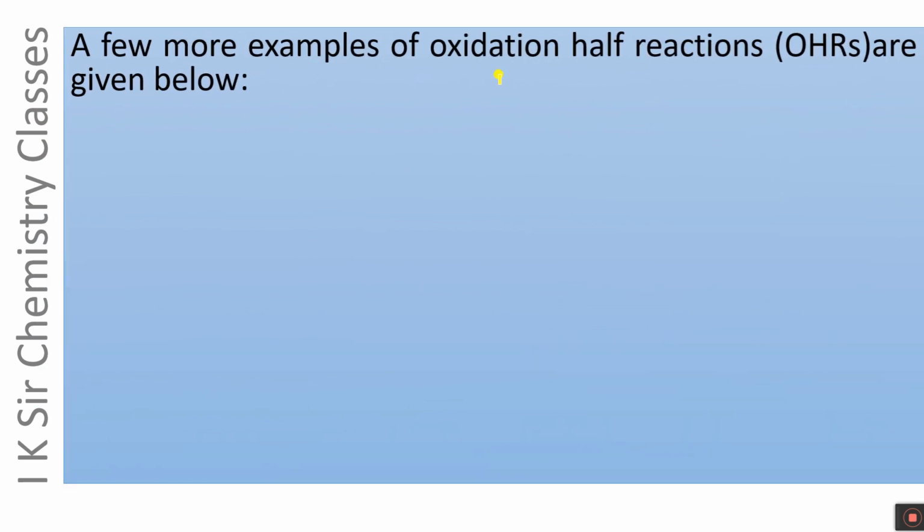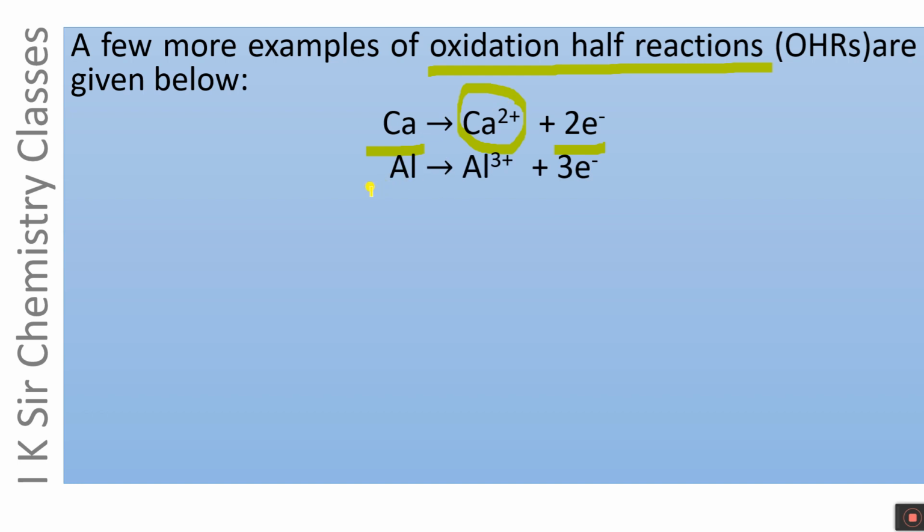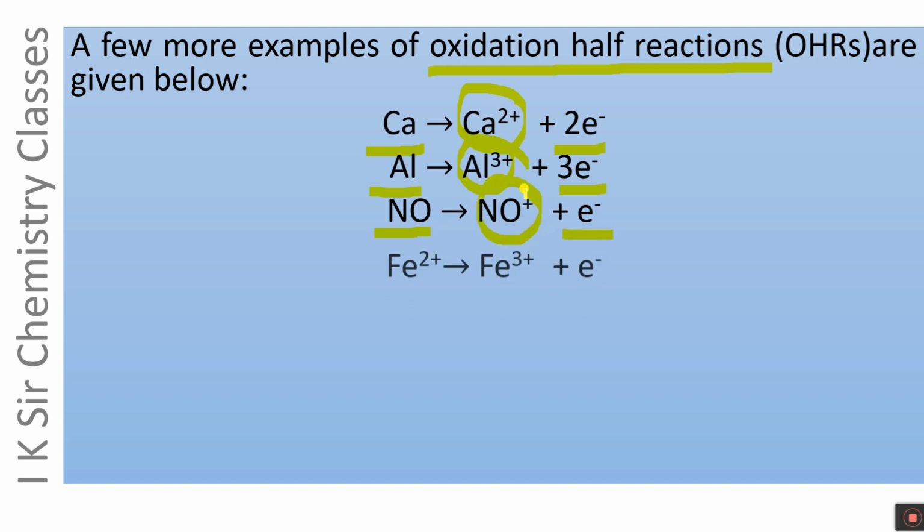A few more examples of oxidation half reactions are given below. In the first reaction, calcium atom loses 2 electrons forming Ca2 plus ion. In the second reaction, aluminium atom loses 3 electrons forming Al triple plus ion. In this reaction, NO molecule loses 1 electron forming NO plus ion. And in the last reaction, Fe2 plus ion loses 1 electron forming Fe triple plus ion. All these are oxidation half reactions.